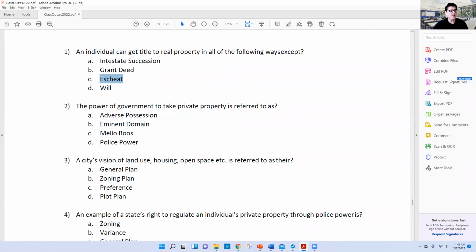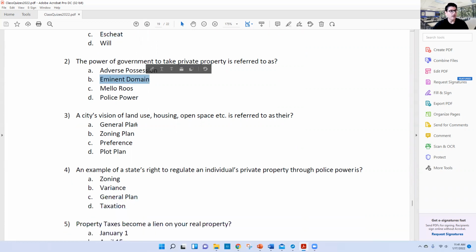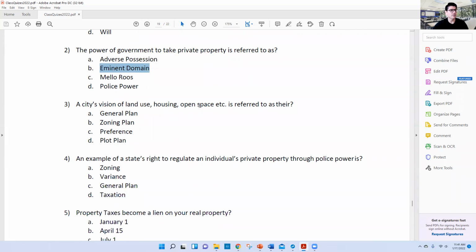Number 2, the power of government to take private property. Oh, that was eminent domain. Eminent domain. Remember that. A city's vision of land use, housing, open space.